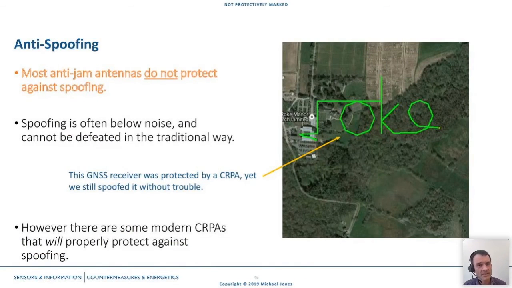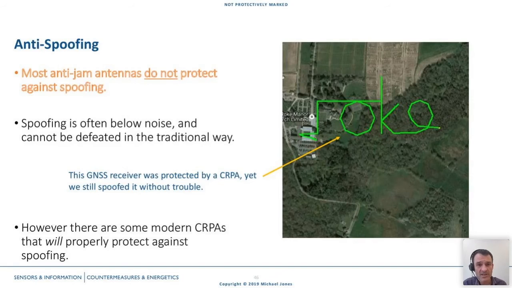Most anti-jam antennas that we've just been talking about do not protect you against spoofing. They only protect against jamming. And why is that? That's because they're trying to get rid of jamming signals. They're looking for signals that shouldn't be there above the noise floor and getting rid of those. Spoofing is often below noise, as we've heard, so it can't be defeated in the traditional way. However, some anti-jam antennas will protect you against spoofing.